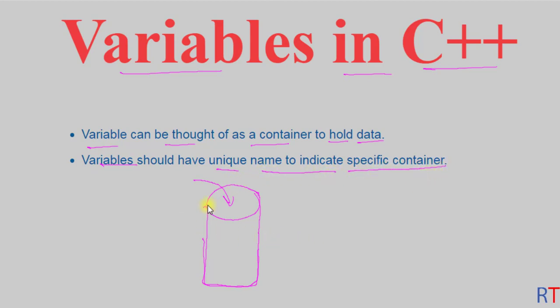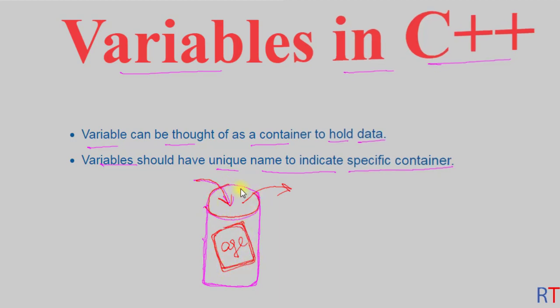So whenever we create a variable, it should have one unique name, like age. This way, whenever we want to store data elements in or retrieve data elements from that variable, we refer to it by the variable name. By the use of the unique variable name, we can access that variable.